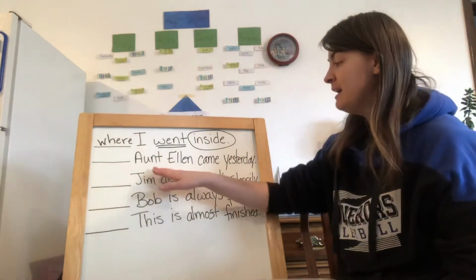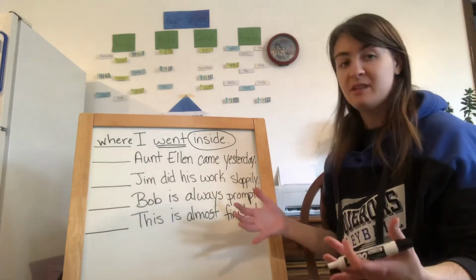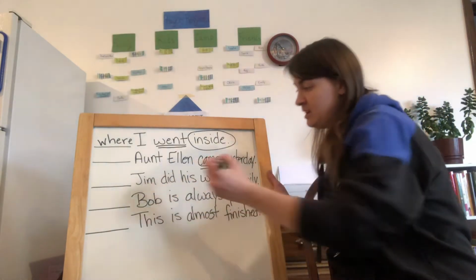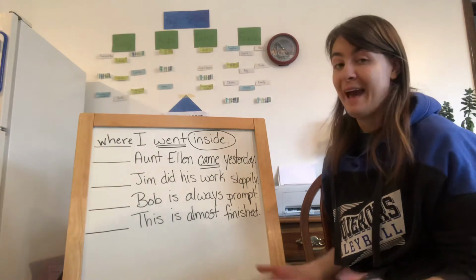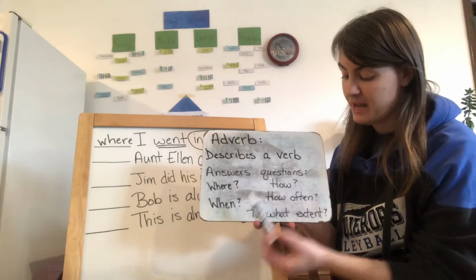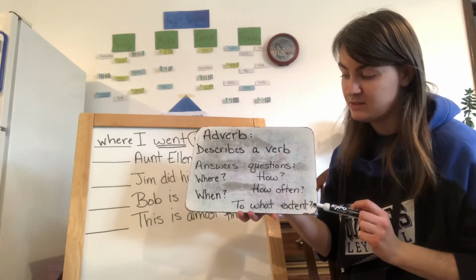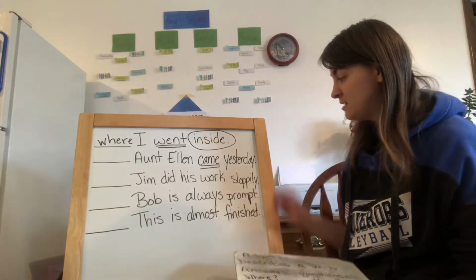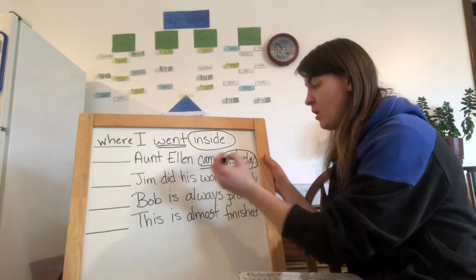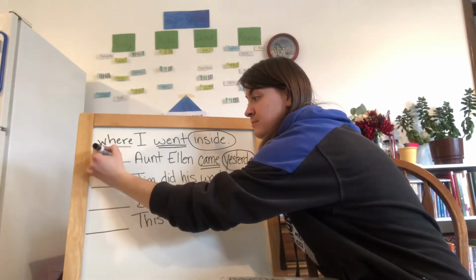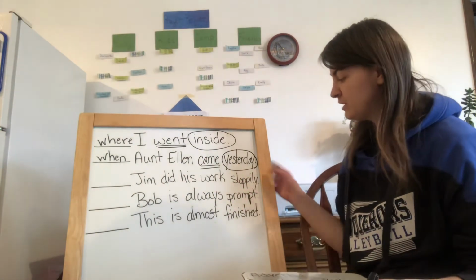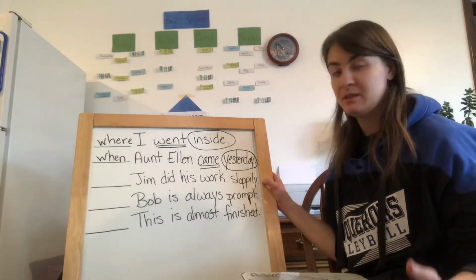In the next sentence, Aunt Ellen came yesterday. Once again, I have to find my verb twice and underline it. And the verb in this sentence is came. Aunt Ellen came yesterday. The adverb in this sentence is answering the question either where, when, how often, or to what extent. And as I look at this sentence, I see this word yesterday. And that word yesterday is answering the question when Aunt Ellen came. When did Aunt Ellen come? She came yesterday.